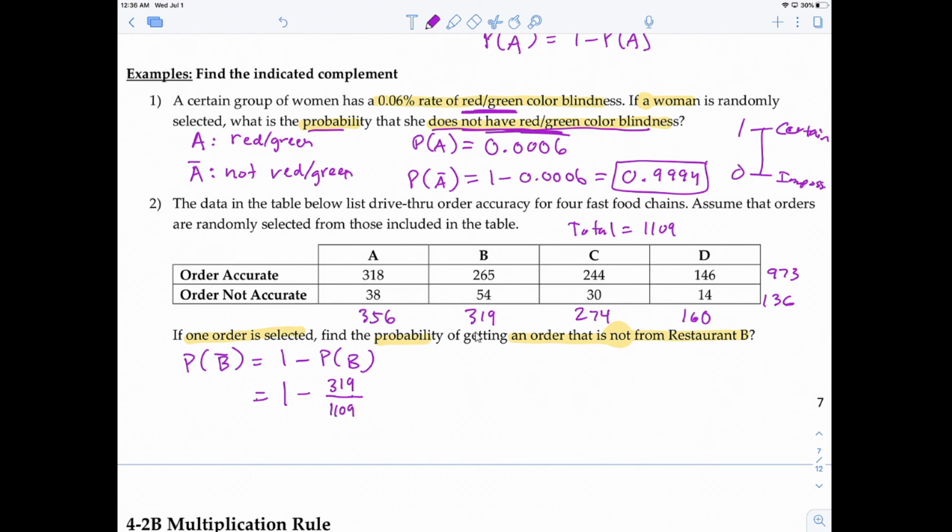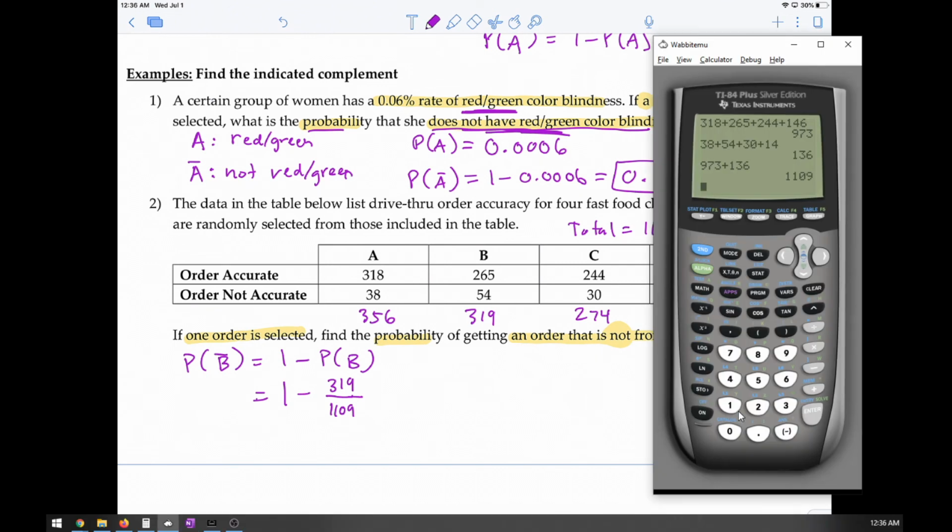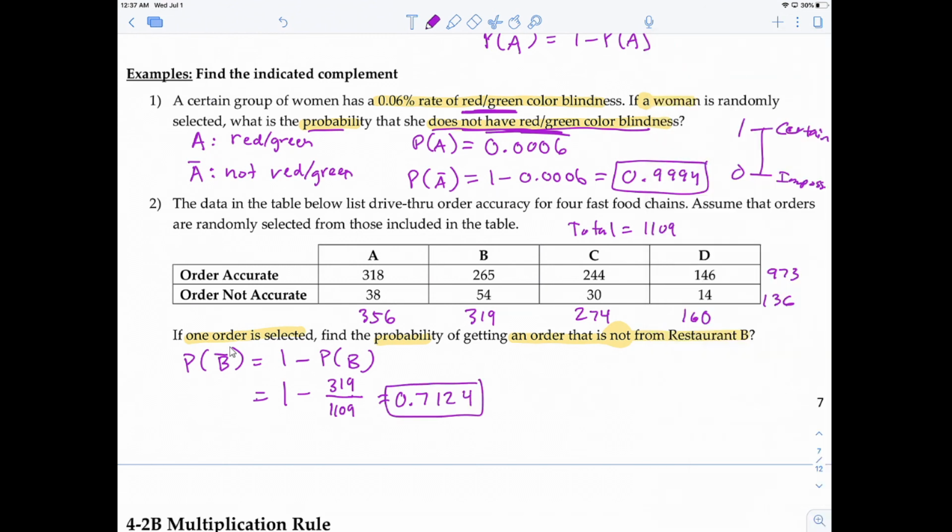So we can just punch that into the calculator and see what we get. We can do 319 divided by 1109, and then 1 minus. The cool thing about this calculator is you can press up to highlight that value and press enter to paste, so that's like the copy and paste of the calculator. Press enter, and we get approximately 0.7124. Okay, so that's one way to do it. You can use a complementary formula.